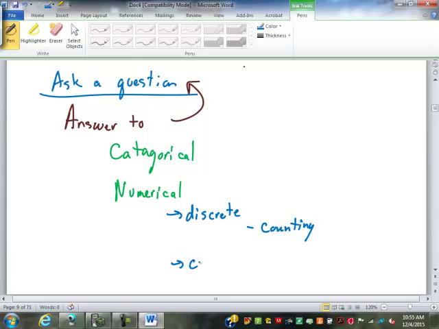Then there's something called continuous numbers. Continuous is a measurement. Height, length, things like that. Weight is a measurement. There are some things that kind of fall in a gray area between continuous and discrete, like annual income. Well, you could count how many cents you earn in a year, how many dollars you earn in a year. Is it a measurement?